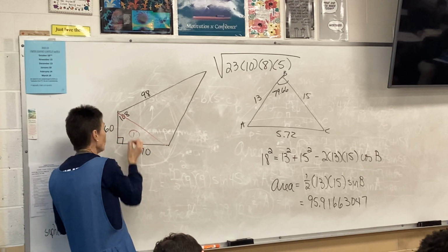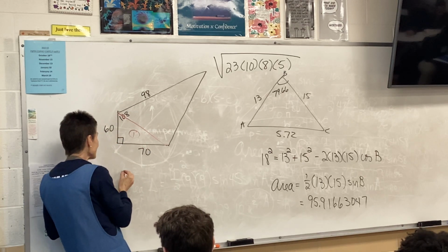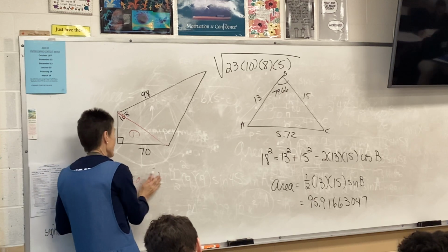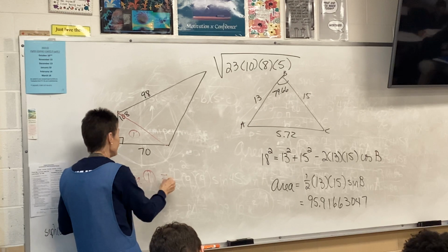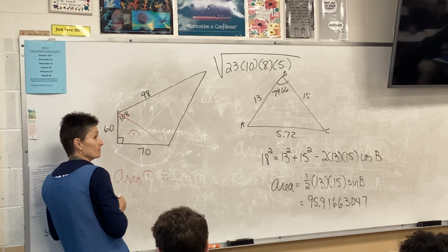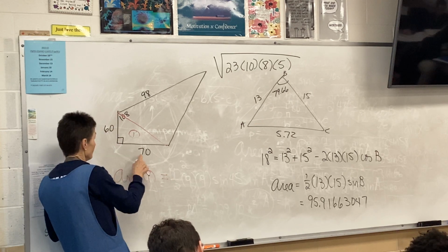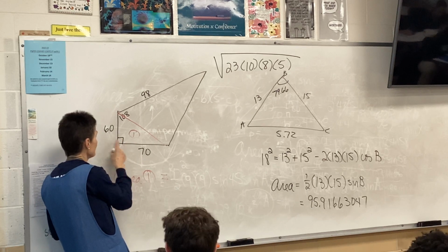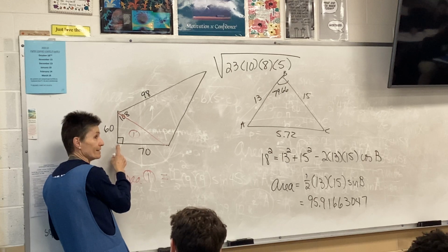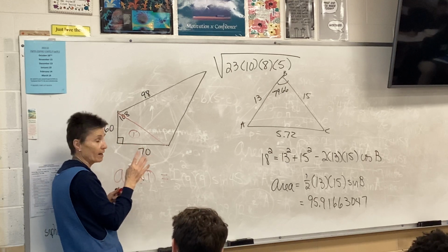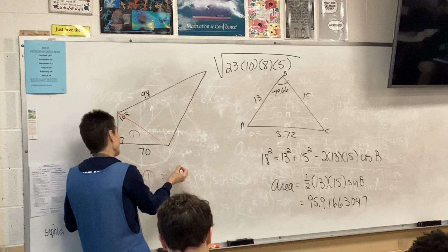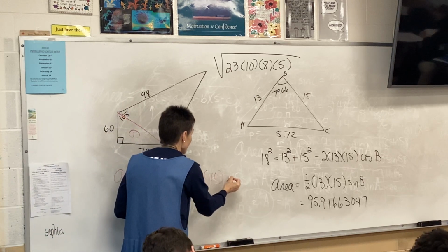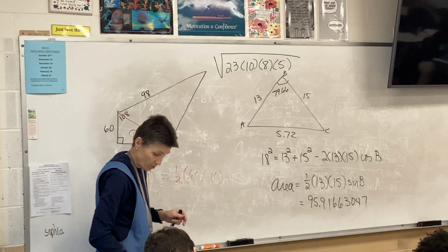So I'm gonna call this triangle 1. What is the area of triangle 1? The area of triangle 1 is 1/2 base times height, or you can do 60 times 70 times sine 90. Sine 90 is 1. It's base times height. So I'm just going to do 1/2 60 times 70. And that's the area of triangle 1.